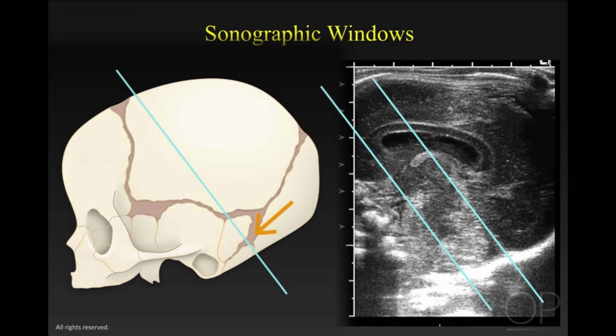The transducer is placed behind the ear in this location and oriented in an exaggerated orbitomeatal line as shown by the blue line on the skull. The representative sagittal image of the brain is shown to the right and showing the area that is scanned by the mastoid approach.